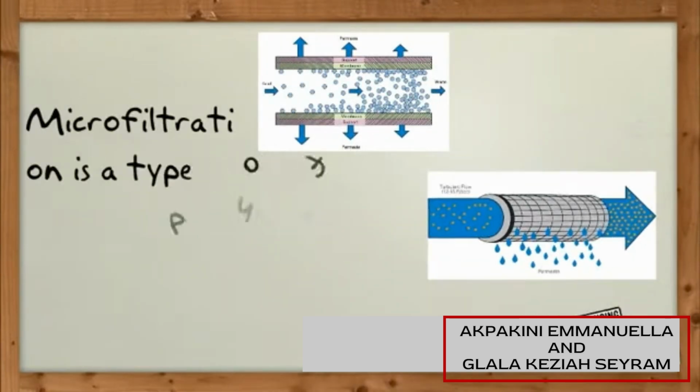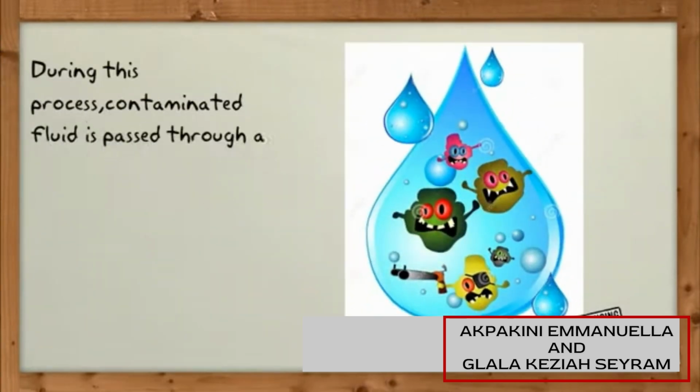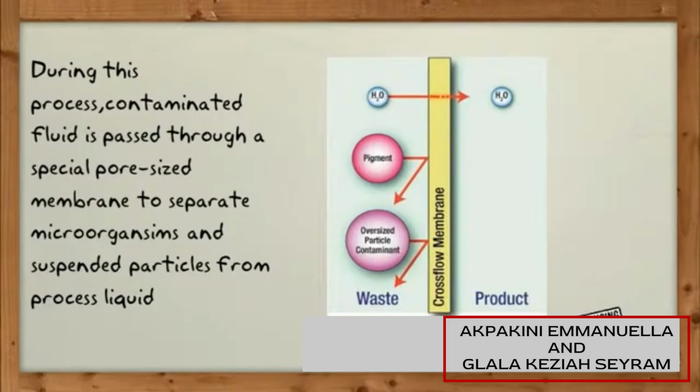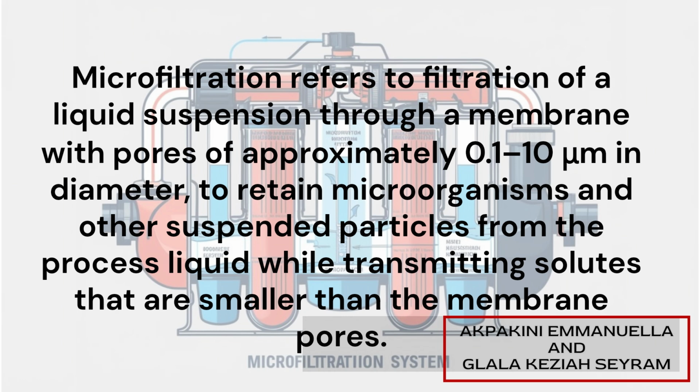Well, microfiltration is a type of physical filtration process. During this process, contaminated fluid is passed through a special pore-sized membrane to separate microorganisms and suspended particles from processed liquid. In other words, microfiltration refers to filtration of a liquid suspension through a membrane with pores of approximately 0.1 to 10 micrometers in diameter to retain microorganisms and other suspended particles from the processed liquid while transmitting solutes that are smaller than the membrane pores.